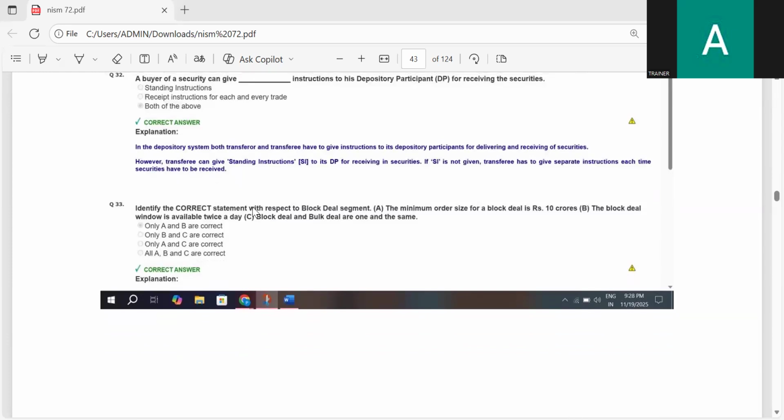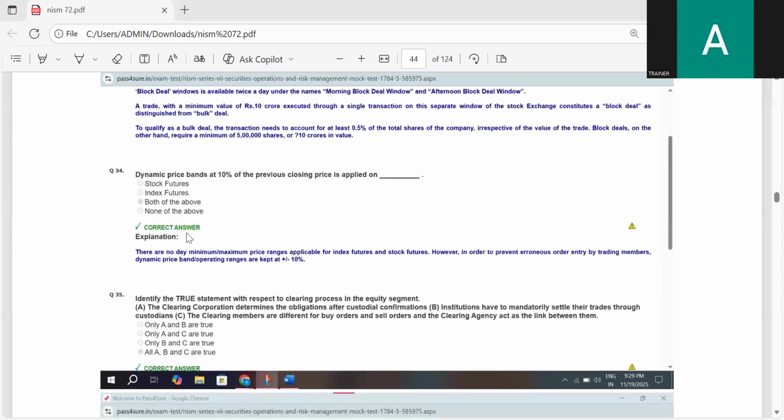Identify the correct statement with respect to the block deal segment. A: The minimum order size of a block deal is rupees 10 crore. B: The block deal window is available twice a day. C: The block deal and bulk deal are one and the same. Only A and B are correct. Only B and C are correct. Only A and C are correct. All A, B and C are correct. The correct option is only A and B are correct.